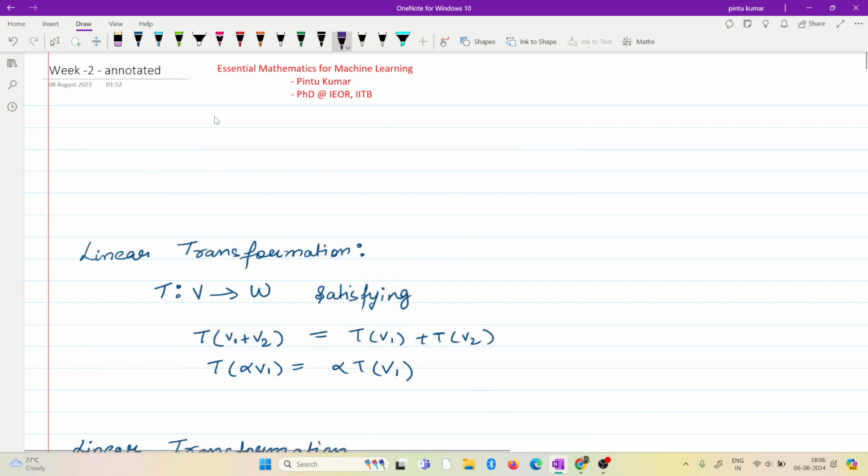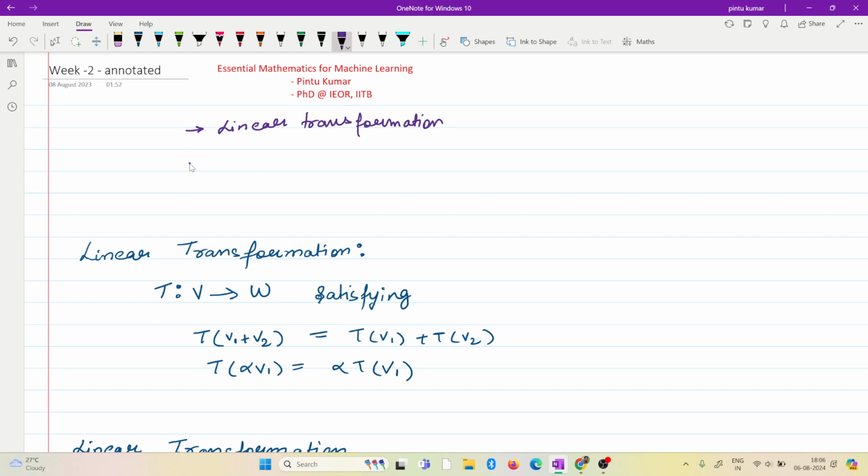Broadly, I'm going to cover what linear transformations are. Then I'm going to go to norms and inner product spaces. Later, I'll also do some examples on finding the eigenvalue and eigenvector of a matrix or a transformation.